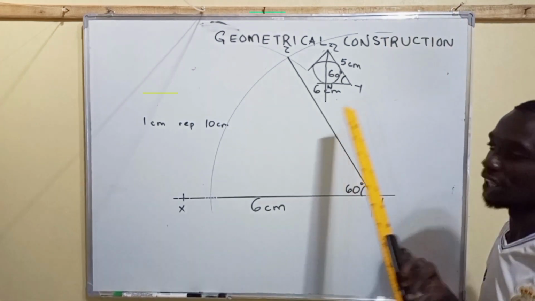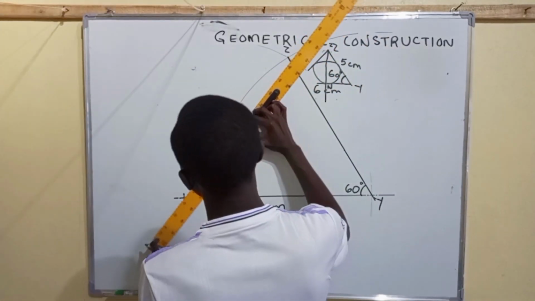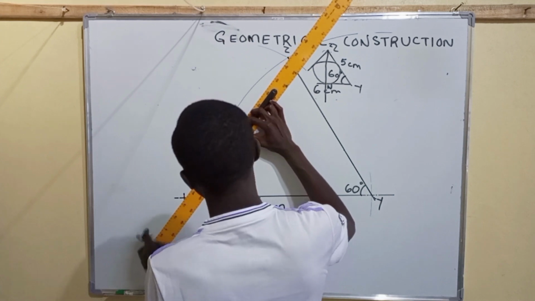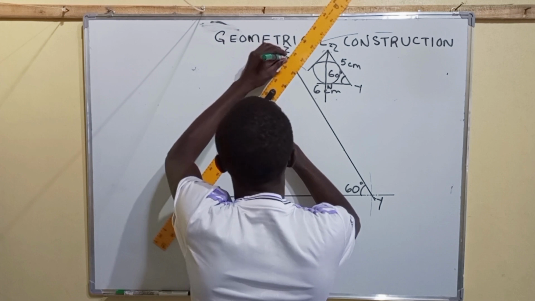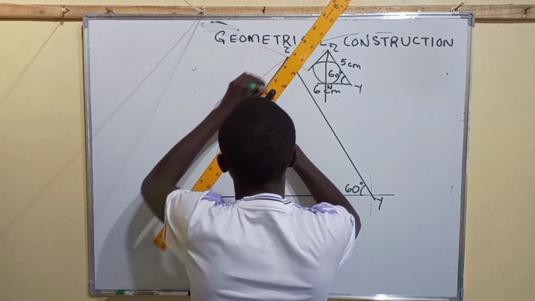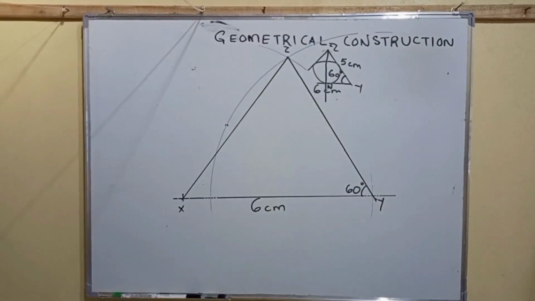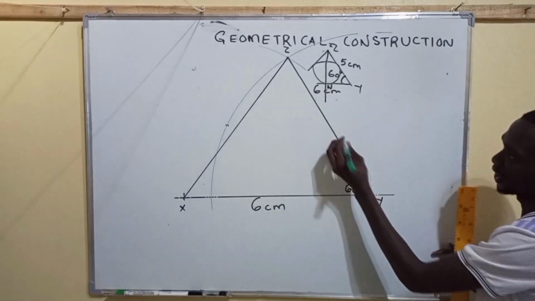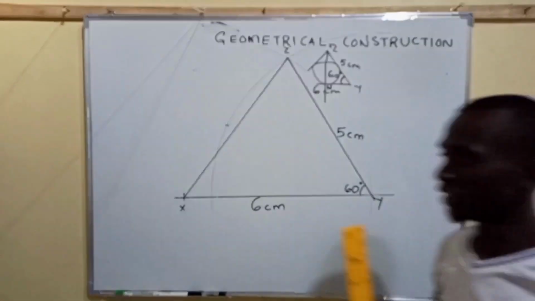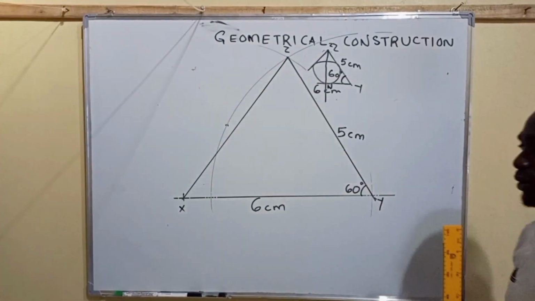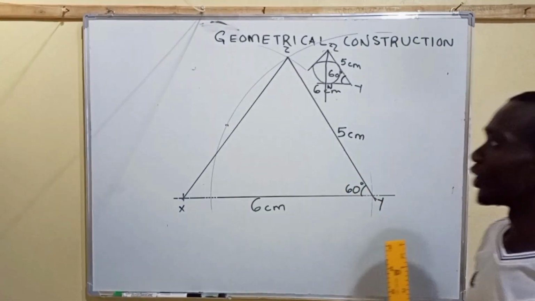Now Z will join directly to X. So I've already located point Z. That is our angle XYZ, and length YZ is 5 centimeters. So that is the first part of the question. We are done. We have not used a protractor. We have only used the ruler and a pair of compasses.